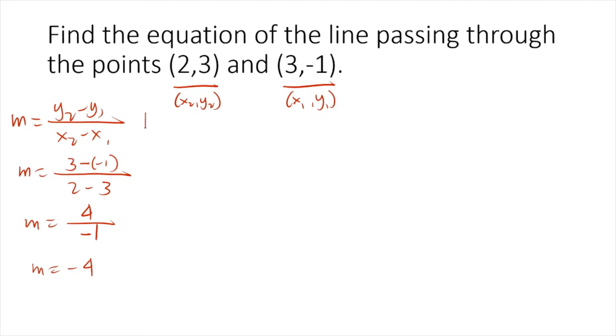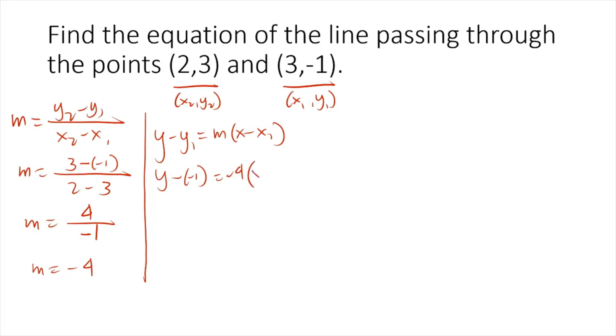Now for the equation of the line, we can use the point-slope form. Okay, so y minus y sub 1. You can use either (2, 3) or (3, -1). Let's say we use (3, -1). So y minus -1 equals m, or the slope, that's equal to -4, times x minus x sub 1. So x sub 1 in this case is 3.